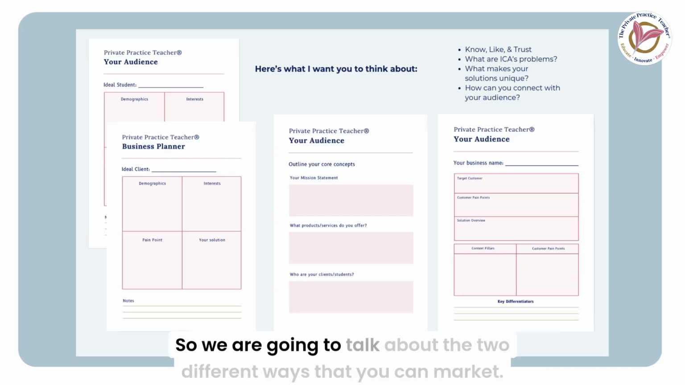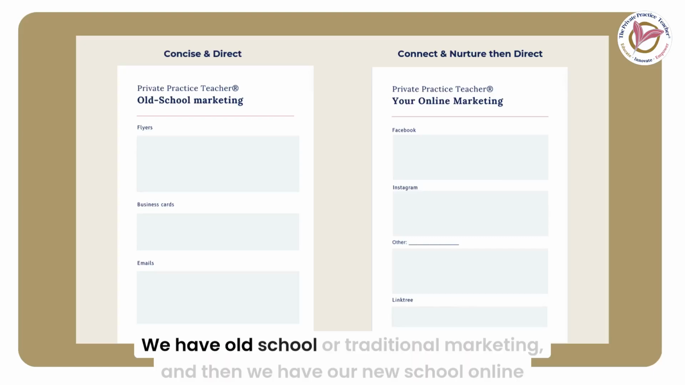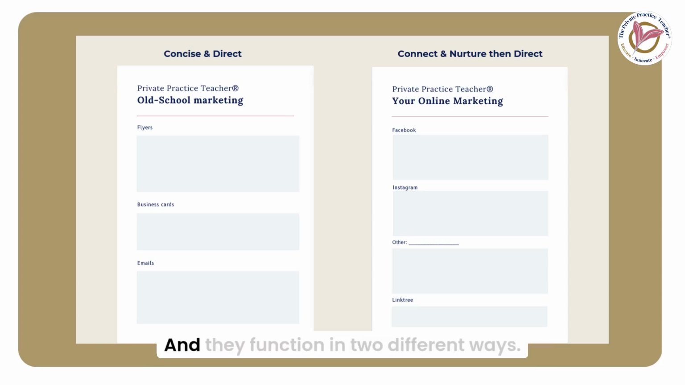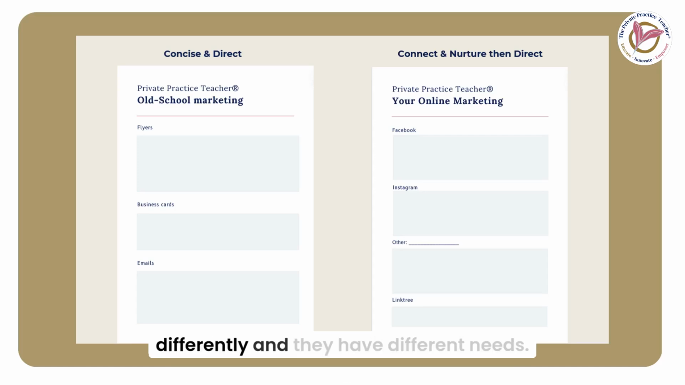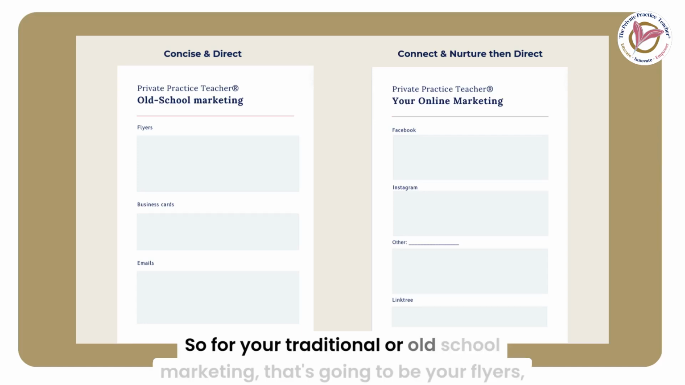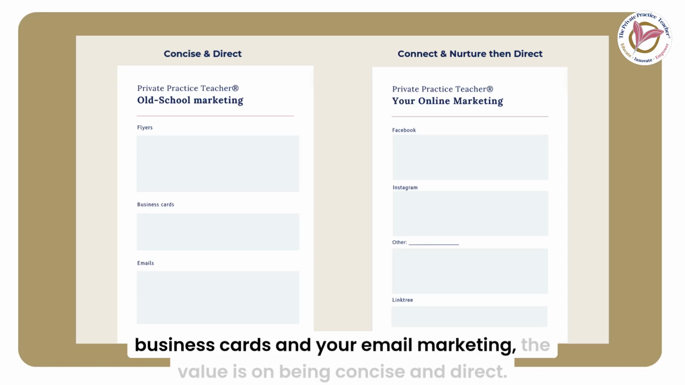So we are going to talk about the two different ways that you can market. We have old school or traditional marketing, and then we have our new school online marketing. And they function in two different ways. I don't want to say one is more effective than the other, but they do function differently and they have different needs. So for your traditional or old school marketing, that's going to be your flyers, your business cards, and your email marketing. The value is on being concise and direct.